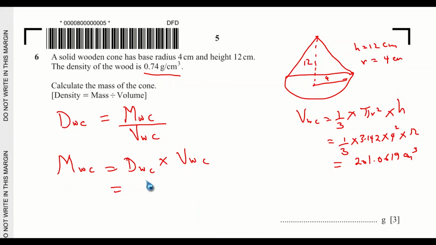So from here we can now compute the mass of the wooden cone. The density of the wooden cone is given as 0.74 multiplied by the volume we just calculated, 201.0619. If you multiply these two numbers together, you should get approximately 149 to 3 significant figures. It's good to always correct your measurement to 3 significant figures when you have a length or a volume. So this will be 149. Okay, so let's go to the next question.